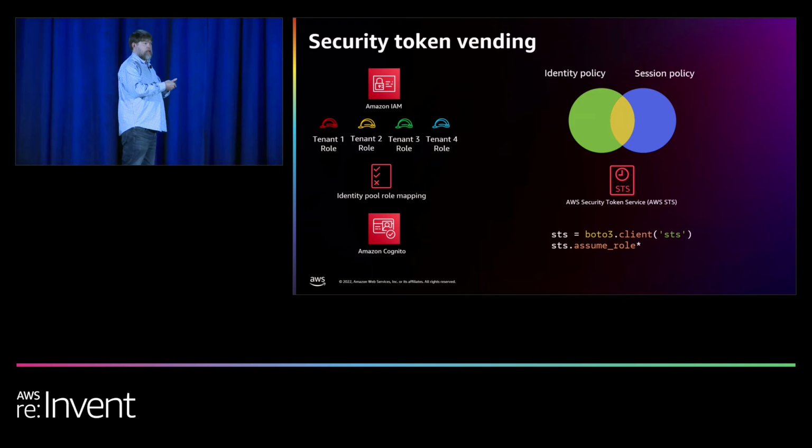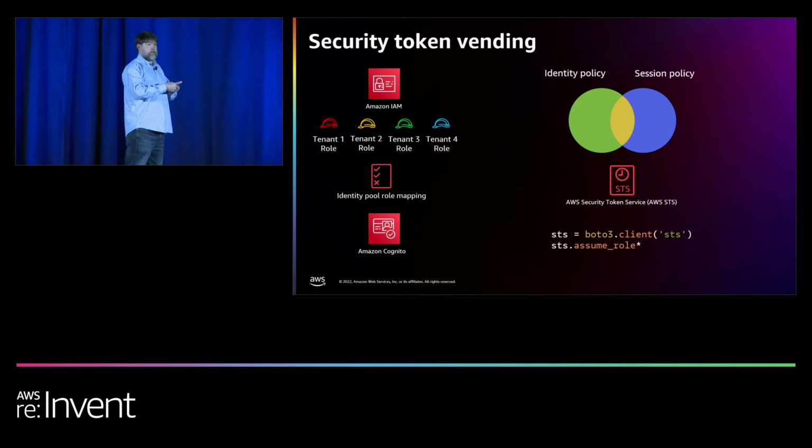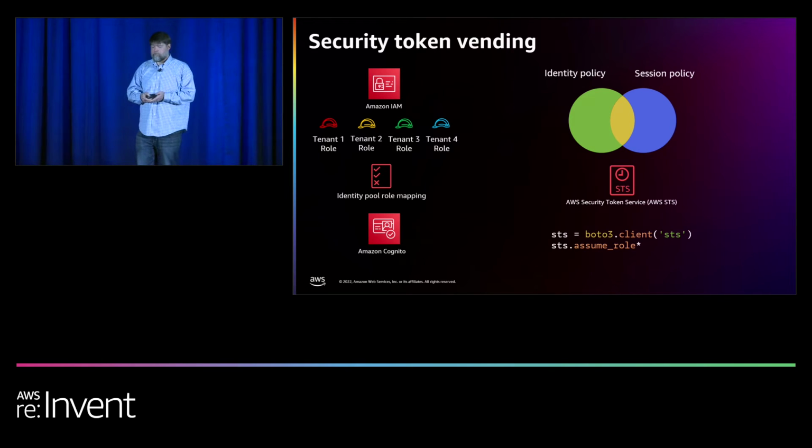And we get to this by calling one of the assume role methods from the security token service API. STS is part of the IAM service. Okay?